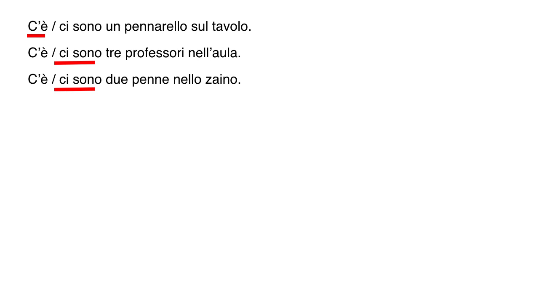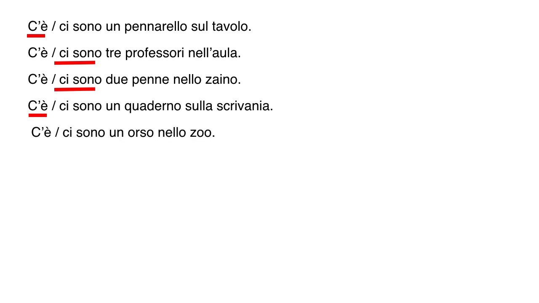Ci sono. Un quaderno sulla scrivania. Remember, scrivania means desk. So, one notebook on the desk. You already know the answer to this. C'è, right? C'è un quaderno sulla scrivania. Un orso nello zoo. A bear in the zoo. It's only one bear. C'è. Un orso nello zoo.